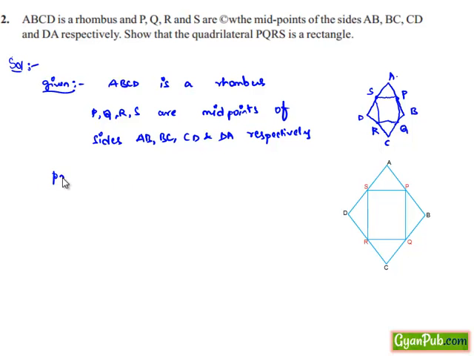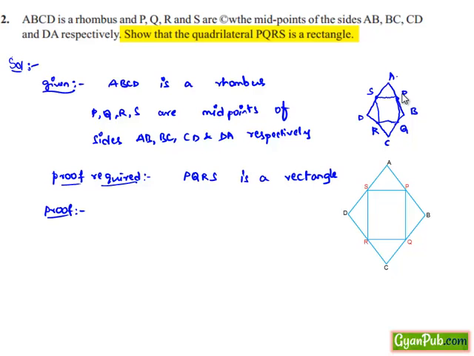We need to prove that PQRS is a rectangle. In order to prove this, let us follow a procedure. In the first step, let us join BD and AC.